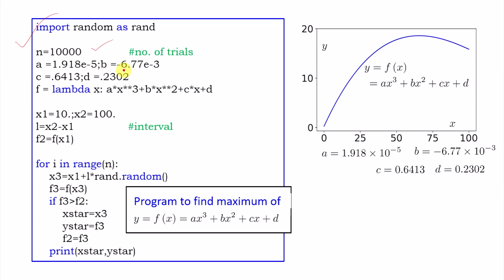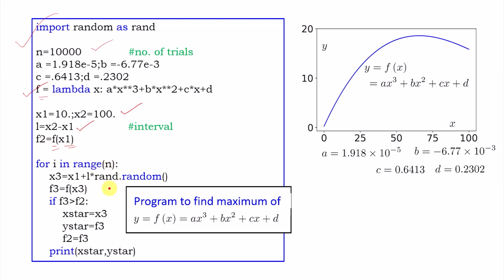And these a, b, c, d are constants, and I define this function f as ax cube plus bx square, etc. Now I define the domain of my interest that goes from 10 to 100. Within this, I'll look for the maximum. And this is the size of the domain, x2 minus x1. To get my function, I define f as a lambda function: if I give an input to f, it will take that input, treat it as x, calculate, and give me back the value. This is the way I can calculate the function.